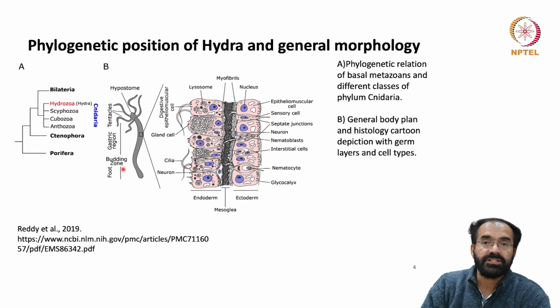It has a foot region, and then soon after the foot region it has a budding zone. What does it bud? New Hydra can bud by asexual reproduction, and then it has a gastric region, and then it has a tentacular region. Right in the center of these tentacles it has the hypostome. So this is the typical structure, the morphology of the Hydra.